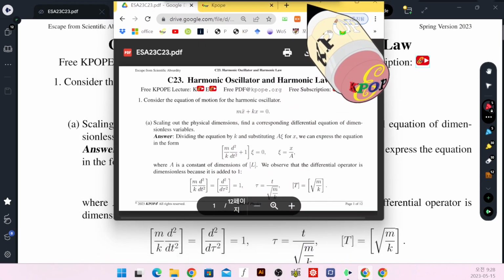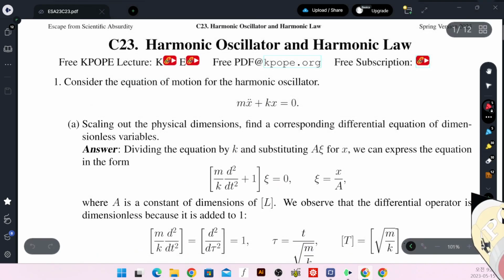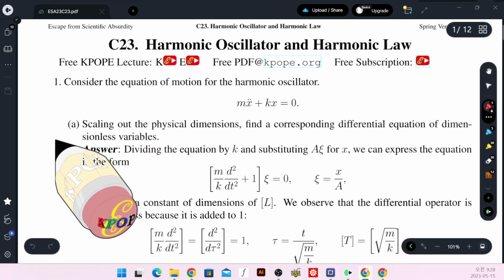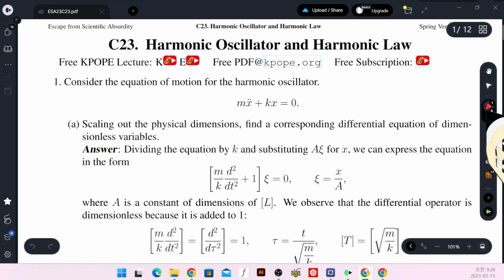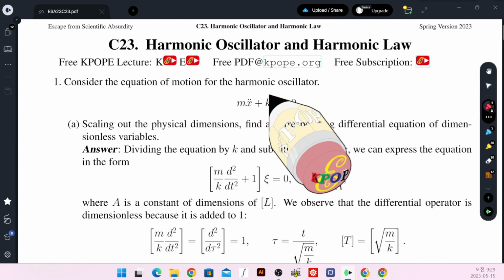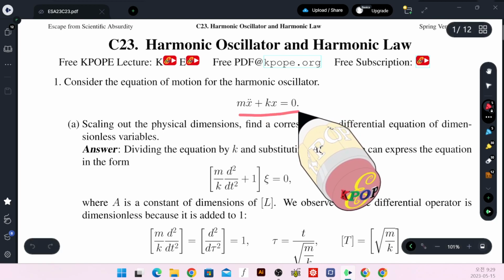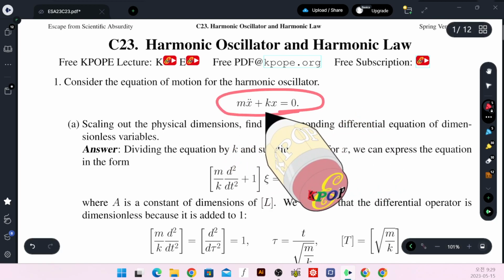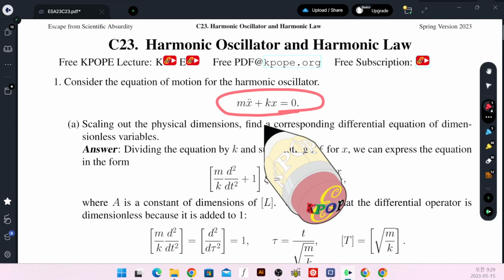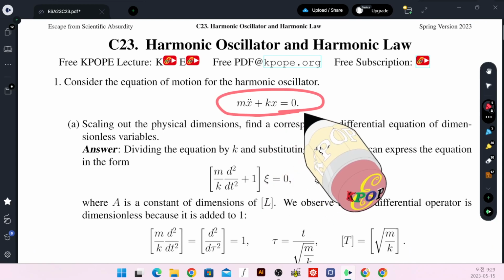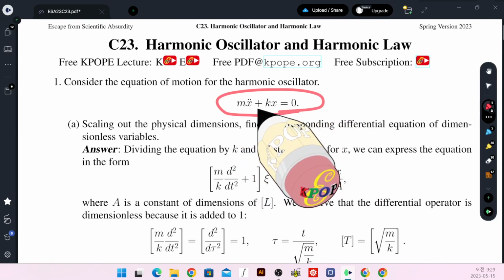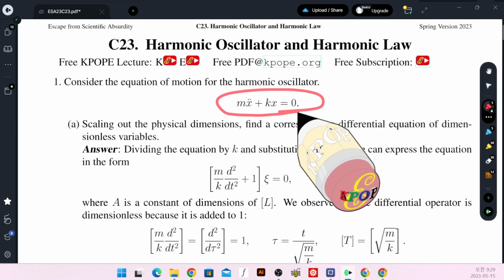Okay, let's begin with the C23 Harmonic Oscillator and Harmonic Law. The first part of this lecture will be regarding the solution of the harmonic oscillator. We are now very familiar with it because we have studied in detail the second order differential equation given before.